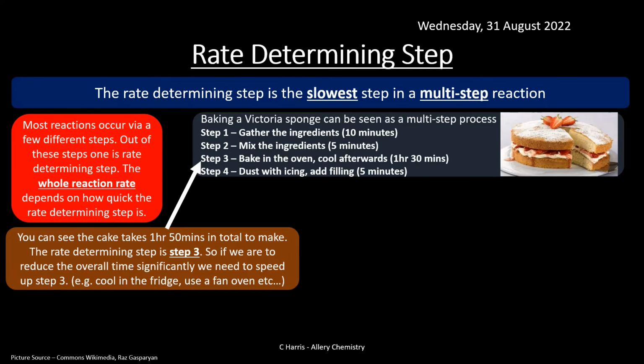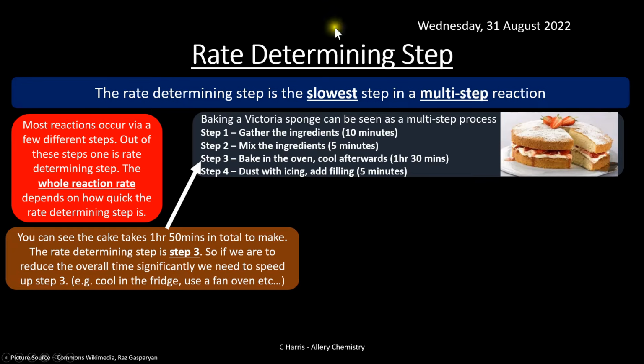So if we're in the business to make Victoria sponges as quickly as we possibly can, then we need to look at the method in which we make this. And clearly the bit which takes the longest amount of time is step 3. So what can we do to speed that bit up? We can put it in the fridge. We can use a fan oven, for example, which would speed up the cooking process. So there are things we can do to try and speed that up overall.